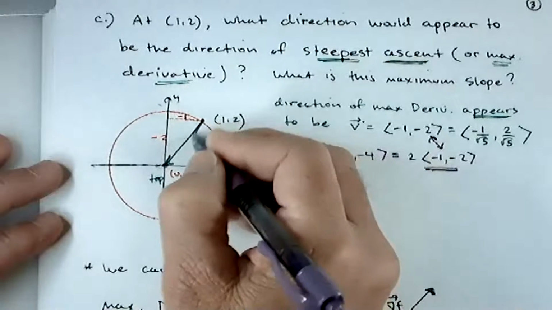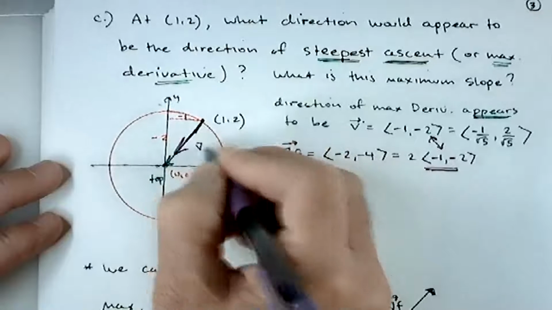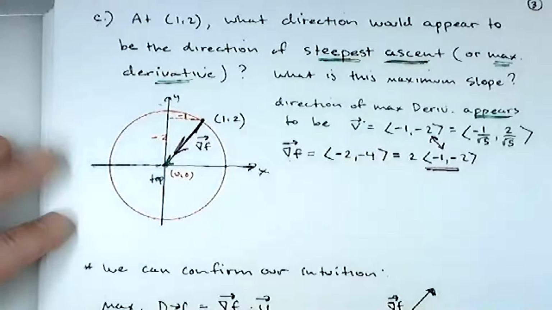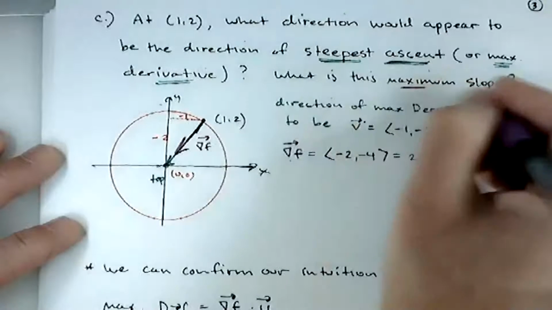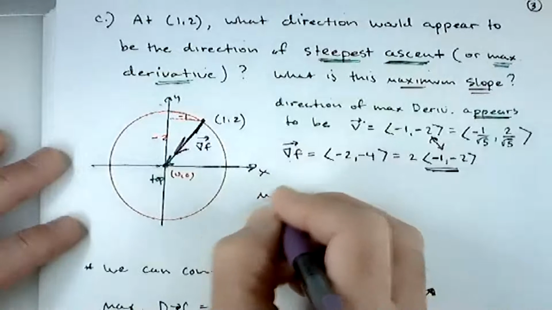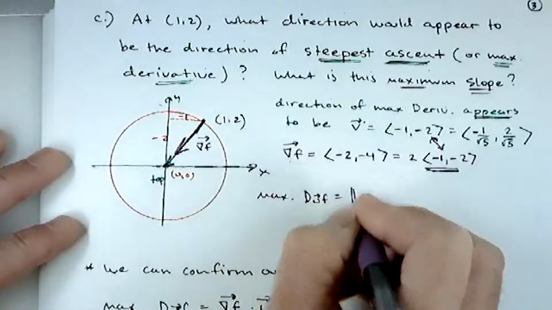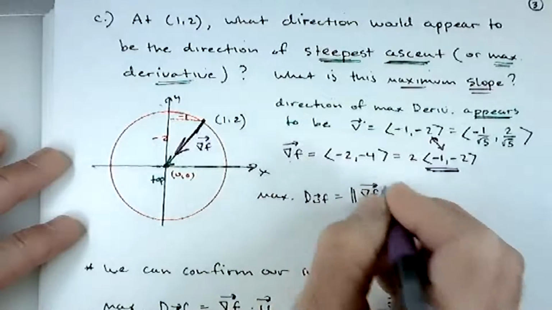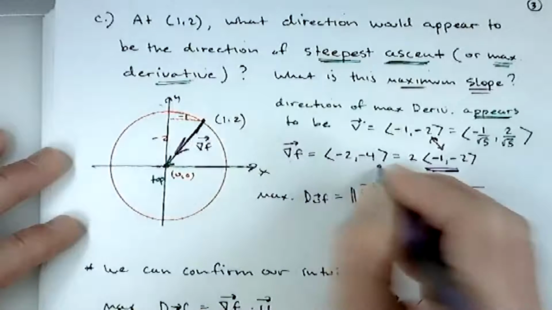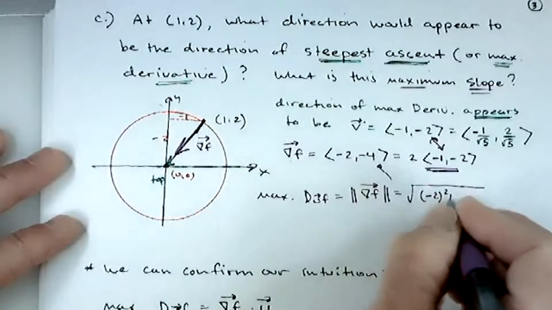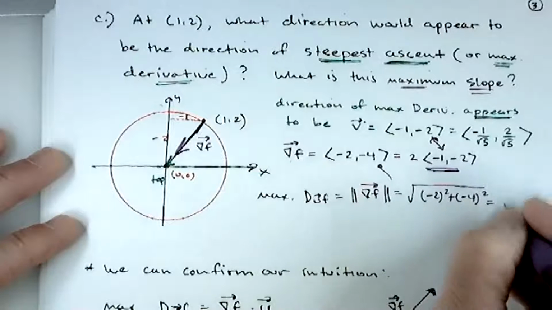So the gradient vector itself, we could think of is actually right here too. It's pointing towards the summit. Right there. And what is my maximum slope? My max directional derivative is going to be the magnitude of the gradient vector, which would be the square root of, this was my original gradient vector, so -2 squared, 4 plus 16 is root 20.